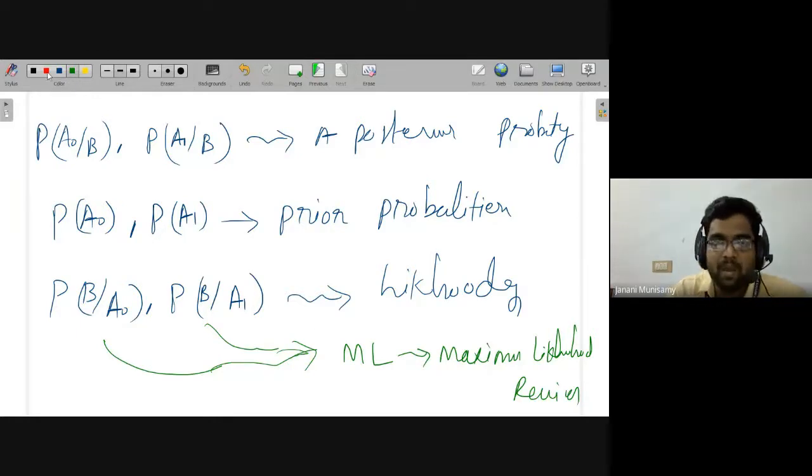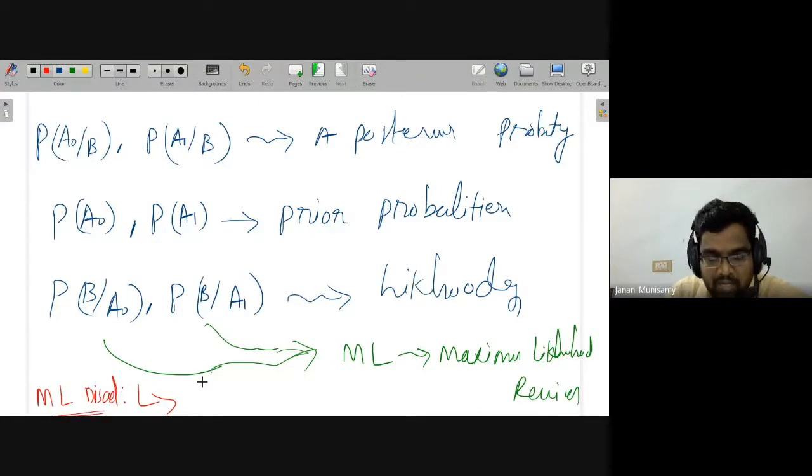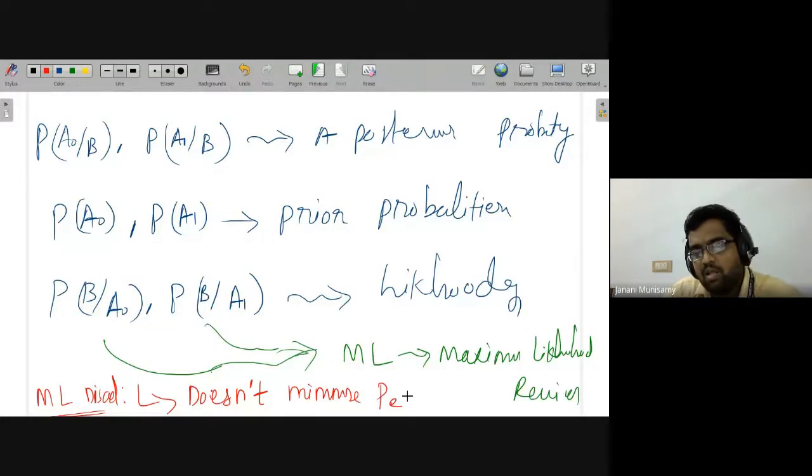Again, the major problem with this estimation, the maximum likelihood receiver technique, is that it will not minimize the probability of error. The disadvantage of maximum likelihood detection is that it does not minimize the probability of error. Once we take actual numbers, we can understand whether we are getting minimized probability of error or not. But anyway, only the expression we will be doing now.